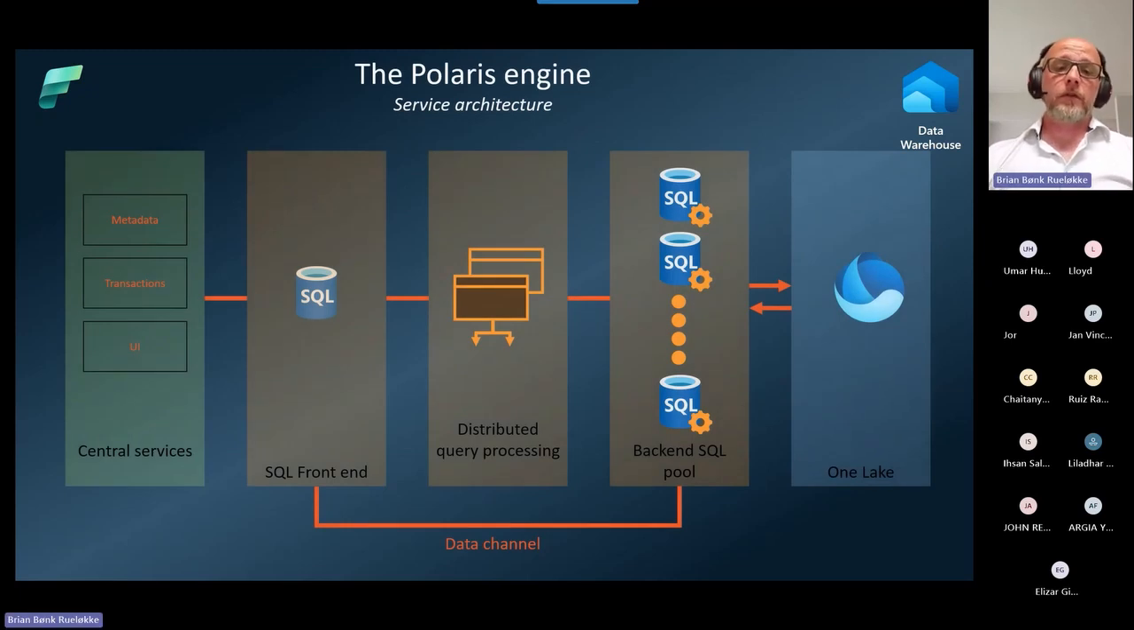The Polaris engine is still using the distributed query processing, as you see here in the middle, whereas you connect to the SQL frontend, you actually connect to a SQL server inside Fabric, and then the backend SQL pool is given to you when you need it, and that backend SQL pool is then connected to OneLake to read out the data that you need from your Parquet files and other services.